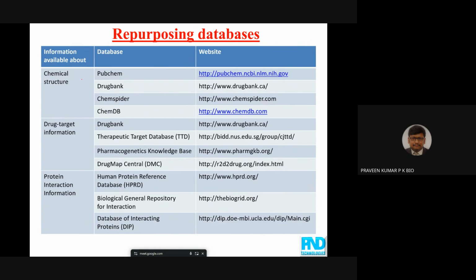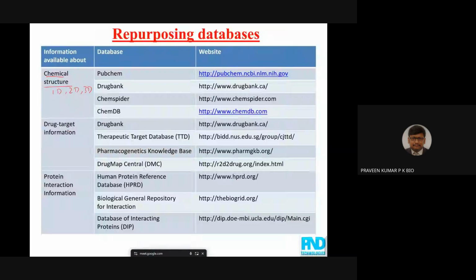Now let me take you to the chemical structures. Just a recap actually. PubChem, this is the URL. DrugBank, this is the URL. ChemSpider. So these four things I have shown are related to chemical structures, I mean 1D, 2D, 3D. We can download all this 1D to 3D information from these chemical structure databases.